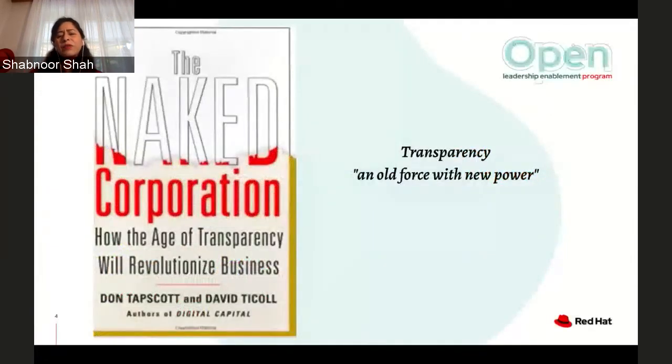So as early as 2003, in their book, The Naked Corporation, Don Tapscott and David Cole referenced transparency as an old force with new power. It is becoming increasingly evident that organizations that are open perform better. And I'm proud to say that Red Hat, as an organization, is one such example, where we truly believe that transparency is indeed a new form of power that shouldn't be feared but harnessed.